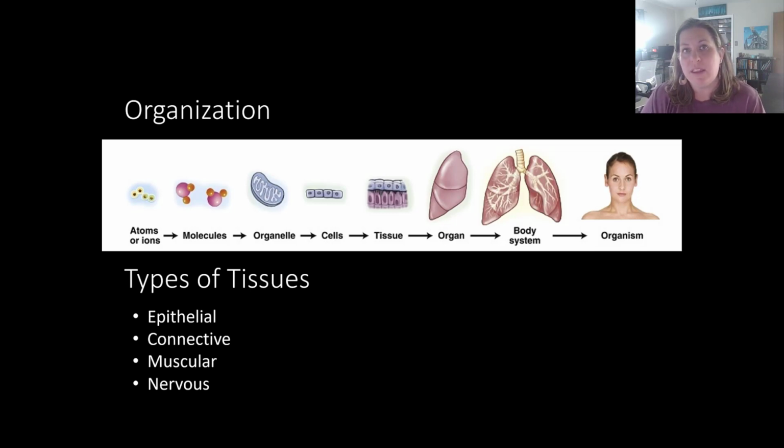The first one is the epithelial tissue. This tissue acts as an internal or external covering to our organs. Our skin is a type of epithelial tissue. The inside of your mouth, the inside of your ears, any natural opening has epithelial tissue. You'll also find it on things that cover the different organs inside of your body.